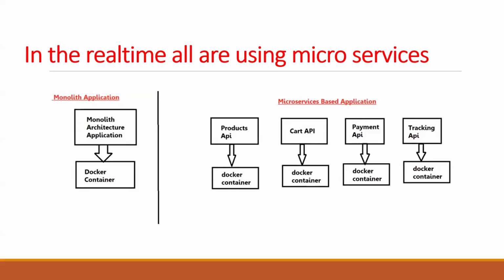In the monolithic application, all the code will be in one server, but in the microservice application, every module will be like one container, and if something goes wrong on that container, only that module will be affected. The entire application will not be affected. In the monolithic application, if something goes wrong, the entire application will be gone, right? So this is the beauty of microservices.